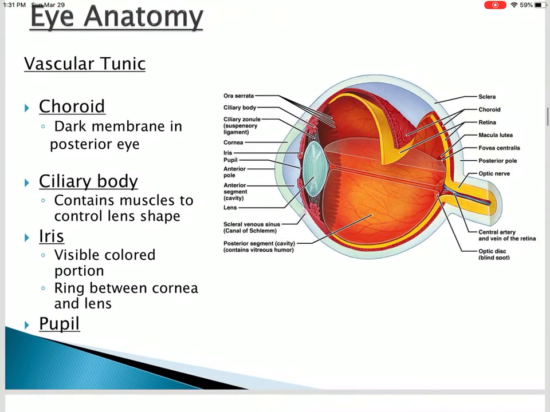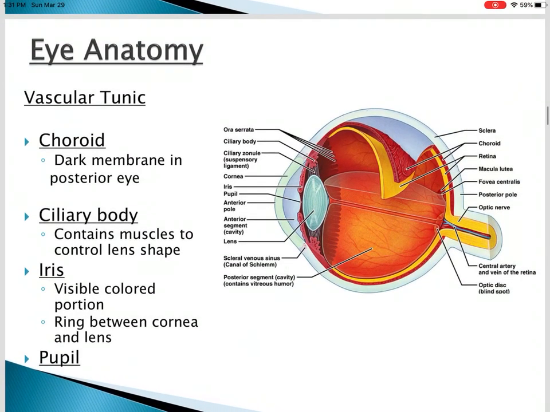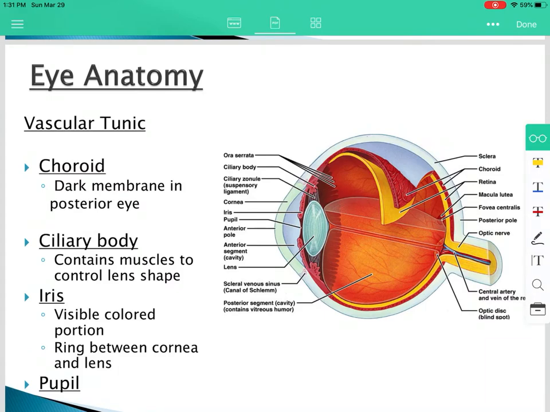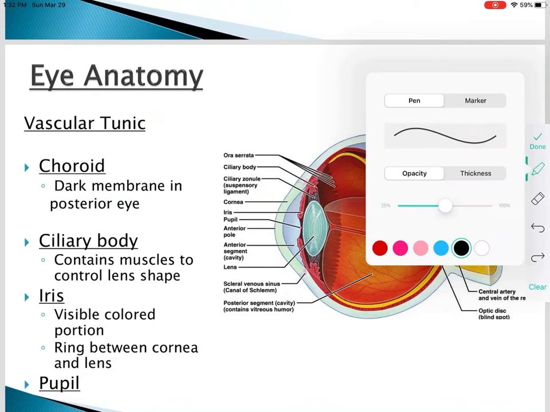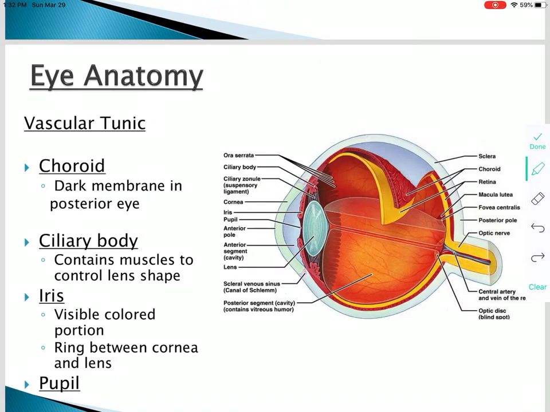All right, good stuff. Then we go to the middle layer, or vascular tunic. The vascular tunic here is shown as being red. Got the black color here. So here, the choroid, or that middle layer, is shown to be red, and then red all the way around. Oh, there we go. Choroid.